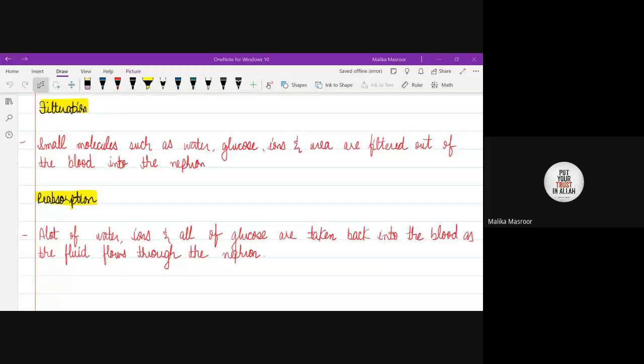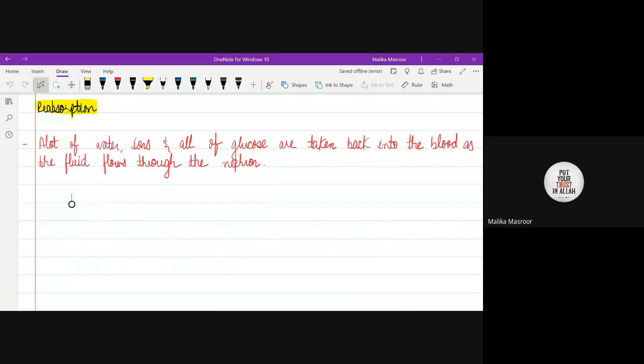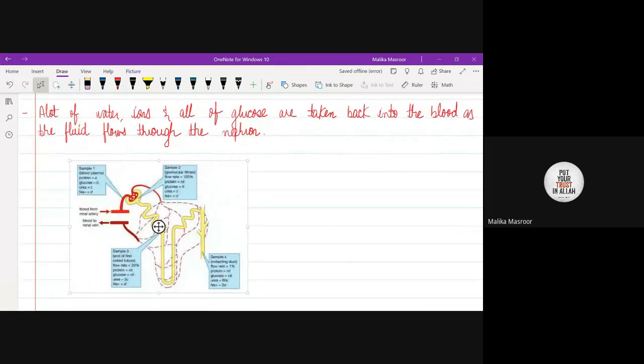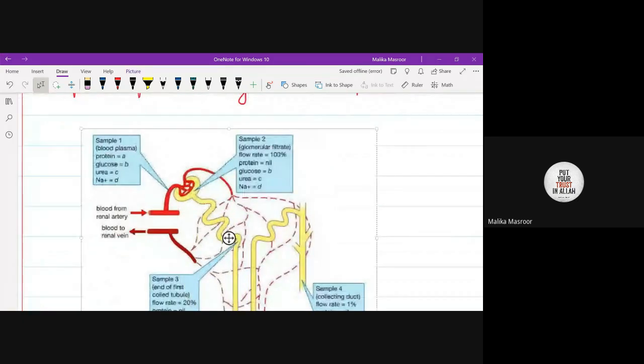Now look at this diagram. Sample 1 was taken from blood plasma that is coming from your renal artery. This bright red is your renal artery. This maroonish is your renal vein. Now it will have protein, glucose, urea, and sodium ions. Everything is present, and all of this is represented by each letter A, B, C, and D. Clear up till this point?